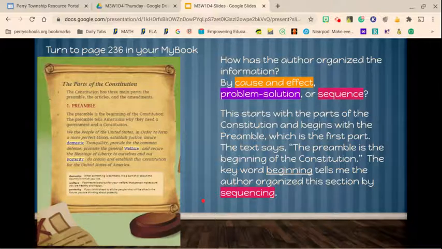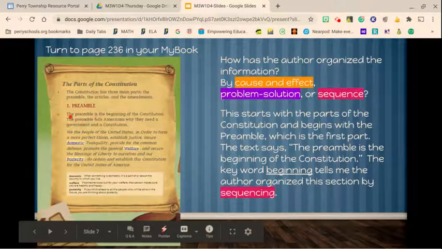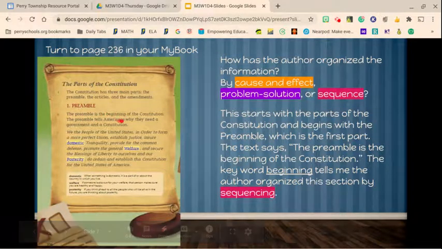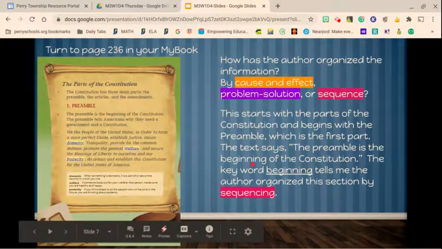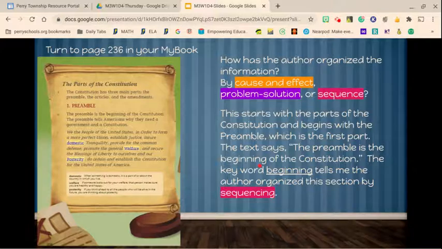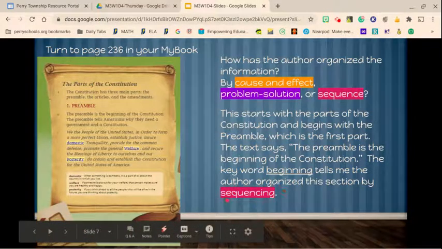So as I was thinking about this, and how do I know if it's cause and effect, problem and solution, or sequence, I saw a couple keywords in here, and the biggest one is that the preamble is the beginning of the text. So this is what's first. This starts with the parts of the Constitution and begins with the preamble, which is the first part. The text says the preamble is the beginning of the Constitution. It would make sense for the author to describe the Constitution starting from the beginning. So the keyword beginning tells me that the author organized this section by sequence.